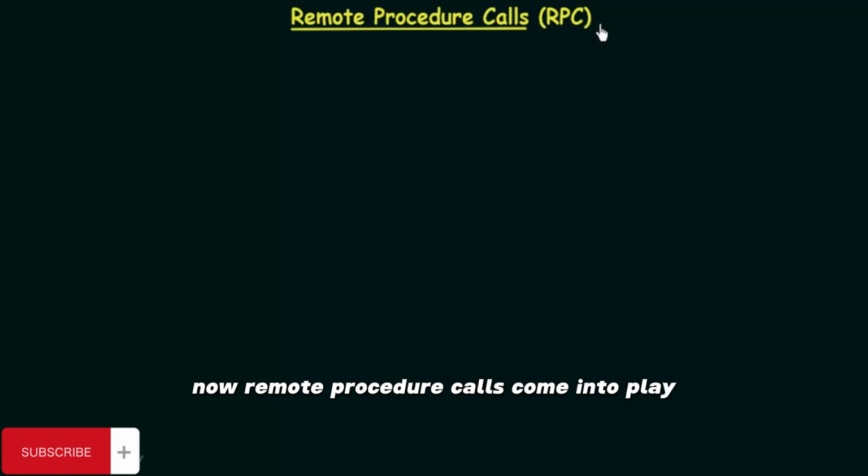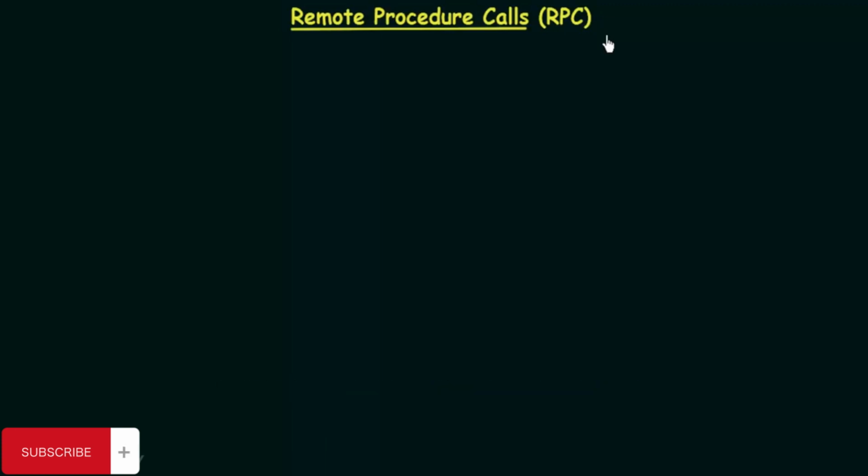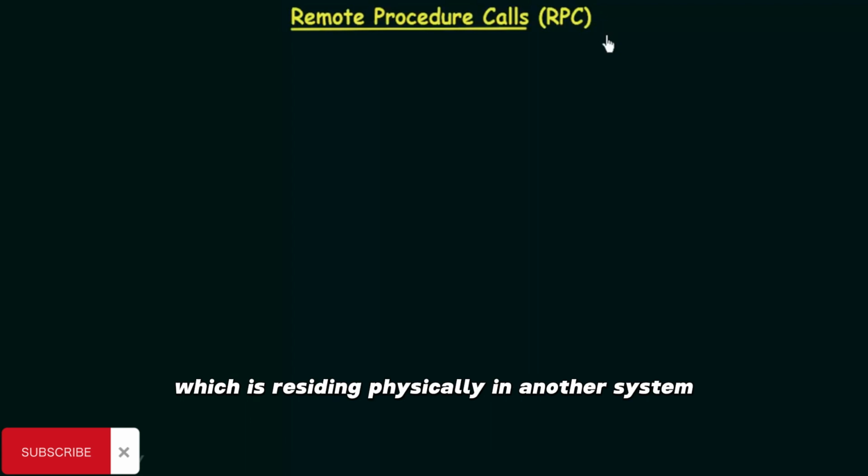Now remote procedure calls come into play when we want processes that are residing in different systems, connected over a network, to communicate with each other. So think of a scenario where one process residing in a system wants to communicate with another process, which is residing physically in another system, and these two systems are connected via a network. In this kind of scenario, we need to use remote procedure calls. And remote procedure calls will help us in communication between processes that are residing in different systems, connected over a network.